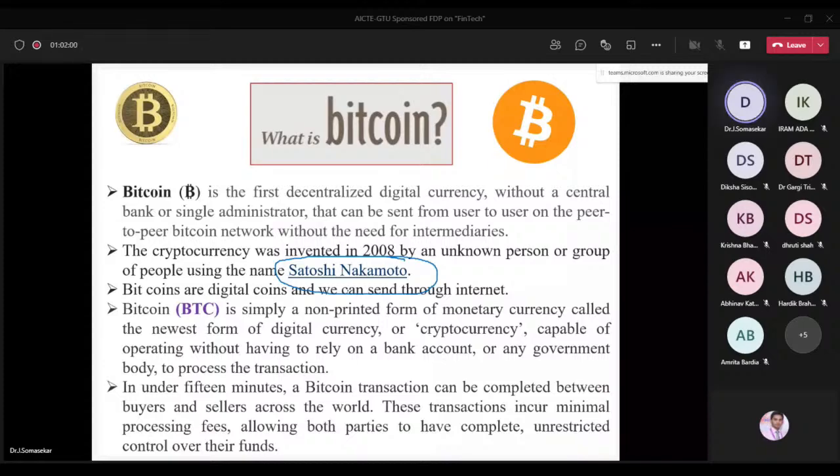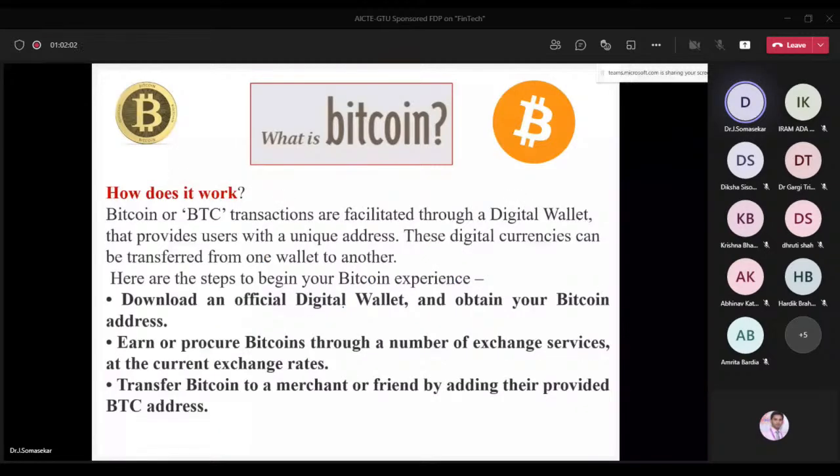And how it works: there are so many exchange traders available, and we can even download apps. So many apps are available, like CoinDCX, WazirX, ZebPay, like that. You can download them and use Bitcoin, selling or maybe buying also. So we can download these apps, download a digital wallet, and go for further steps.